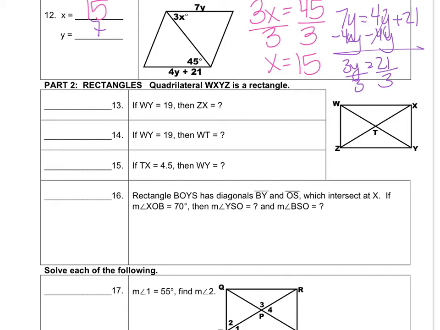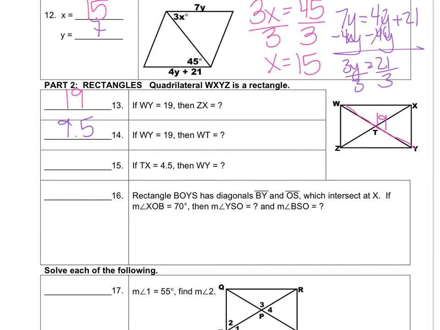Quadrilateral WXYZ is a rectangle. So you're given that WY, this whole diagonal, is 19, and you are looking for this other whole diagonal. If you look at your properties, it says diagonals are congruent. That's number 6, so congruent means the same. So that just tells you that the other diagonal is also 19. Then it's only asking for WT, so it's only looking for half of it. We'll just do half of 19, and you're going to get 9.5.